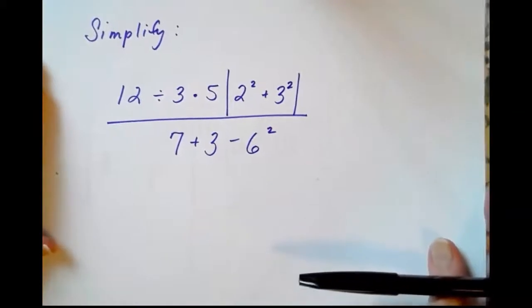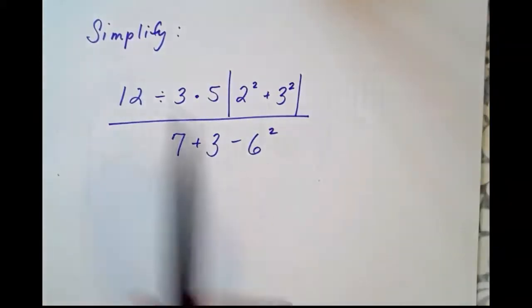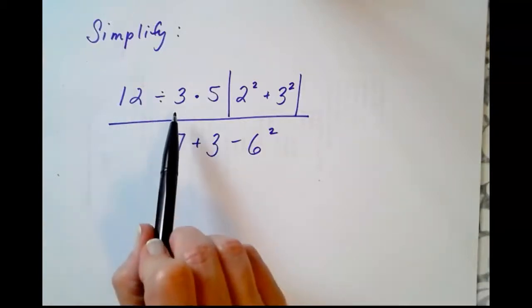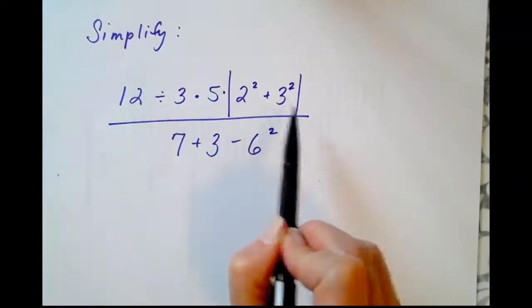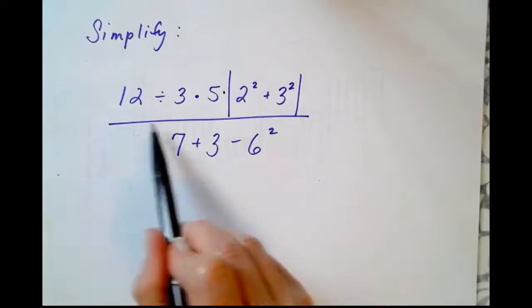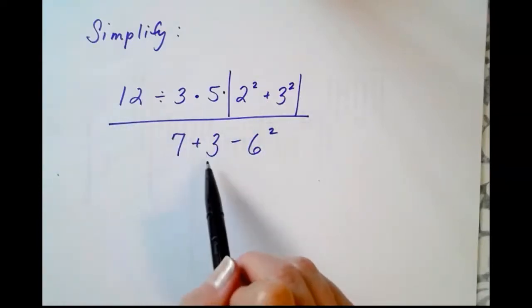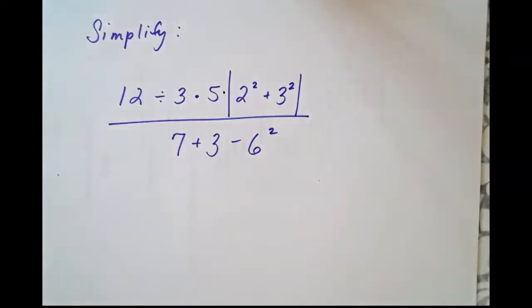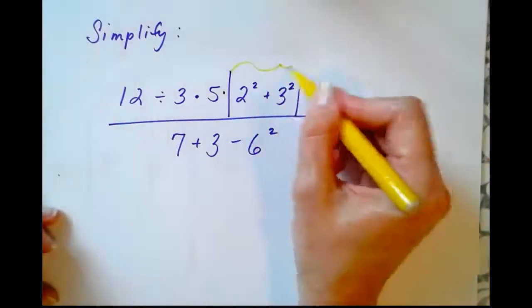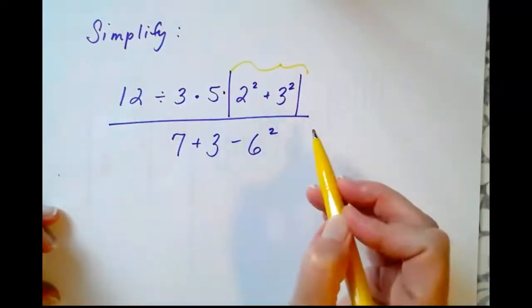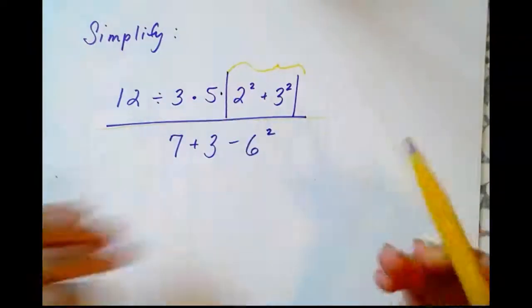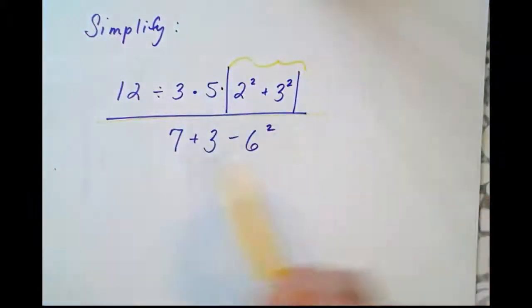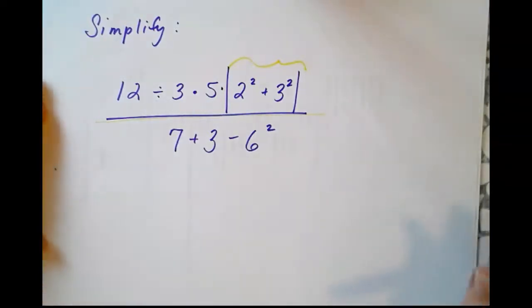So here's one example that pretty much covers everything here. So 12 divided by 3 times 5 times the absolute value of 2 squared plus 3 squared all over 7 plus 3 minus 6 squared. So let's focus just on the grouping symbols. So remember, the absolute value bars are a grouping symbol, and also this fraction bar is a grouping symbol. So it's essentially, I'm going to deal with the top half, then the bottom half, and then I will divide. So it's kind of like it's cutting it into two problems here.